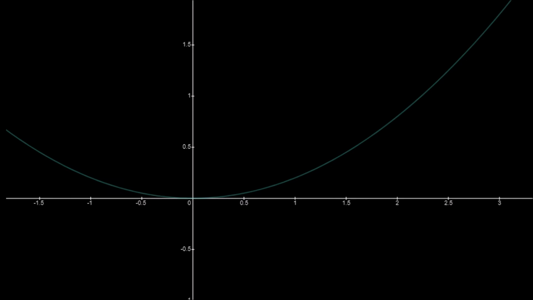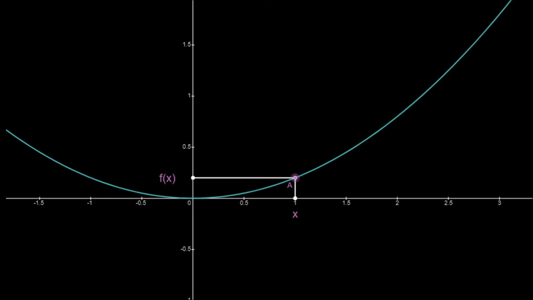Draw a curve given by some function f of x. Pick a point on that curve, A. Drop the perpendicular from A to the x and y axes. The horizontal distance to A is x. The vertical distance to A is f of x.